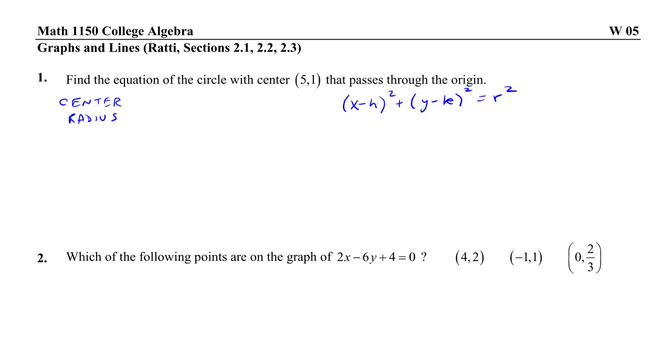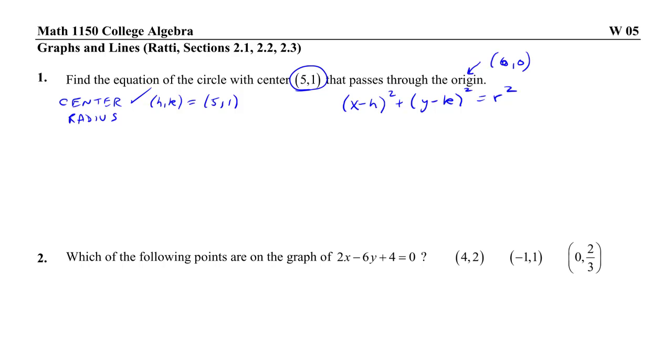So, do we have the center? Yes, they've told us the center is 5, 1. So that means your h, k pair is 5, 1. Your h is 5, your k is 1. Do I have the radius? No. But they've told me that this circle passes through the origin. So that means that the origin, 0, 0, is on the circle.